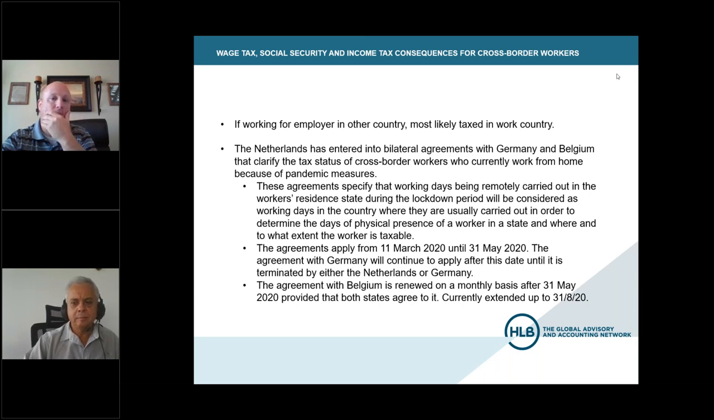And their agreements were reached with the two neighboring countries that they would just follow for tax purposes and social security purposes the normal working schedule. And even if you're not working but still get paid, the taxation will follow the pre-COVID schedule, so to say. Well, currently those agreements are still renewed and still applied. And what I'm wondering is what will happen if this temporary working from home becomes the new normal. Will taxation of the income of the working days in the other country then still be taxable in the other country or not? So that is something that only the future can tell us.